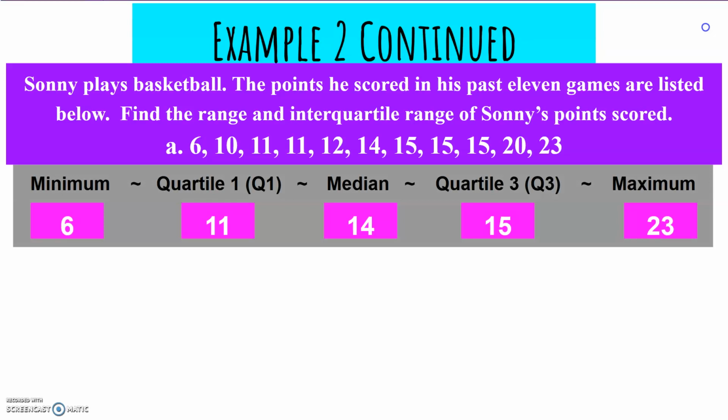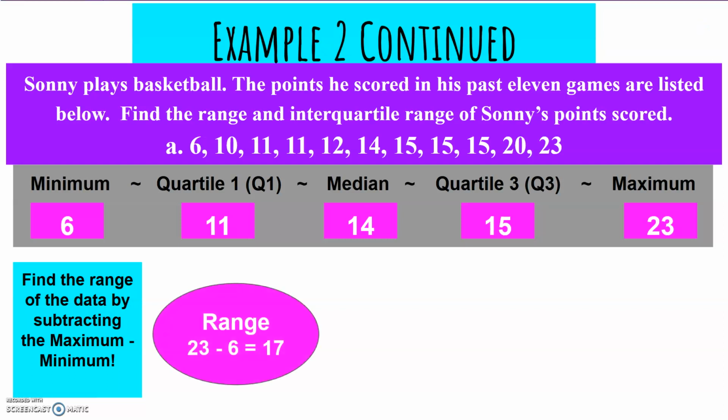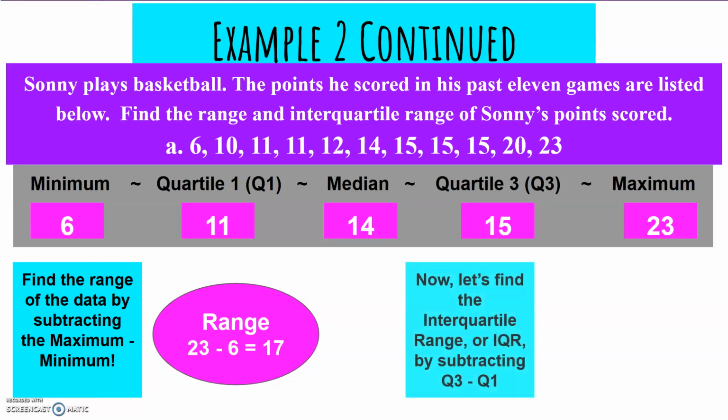So there's our 5-number summary again: 6, 11, 14, 15, and 23. The range we've been doing for a little bit now. We're just going to subtract the minimum from the maximum. So 23 minus 6 is 17. He scored all of his points, if I plotted them on a number line, between 6 and 23 over a 17-point spread.